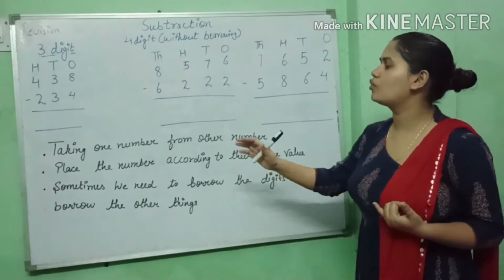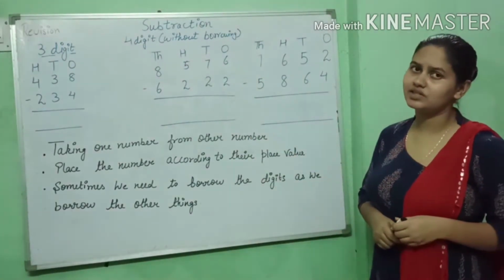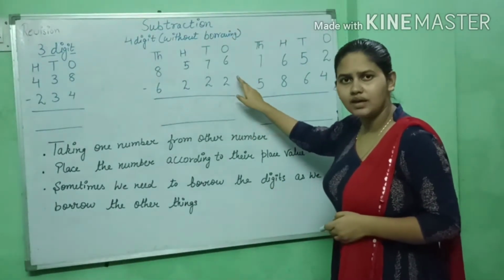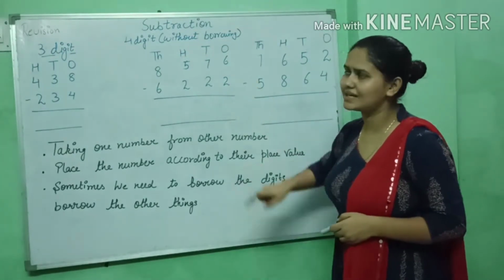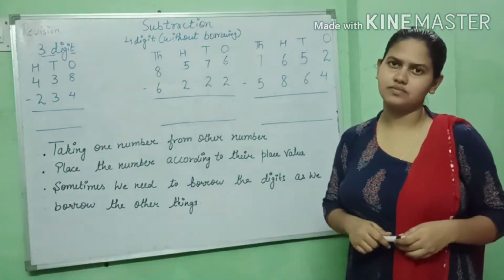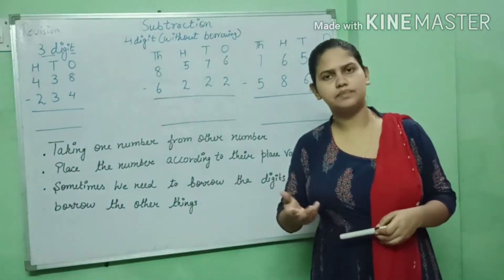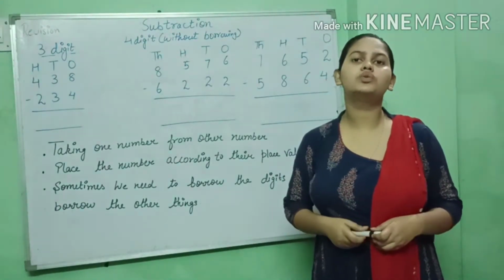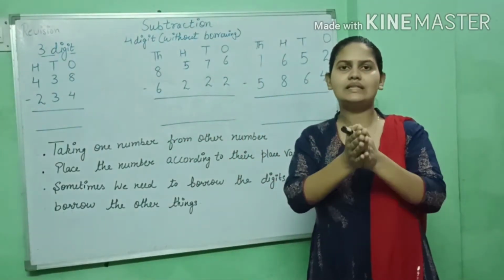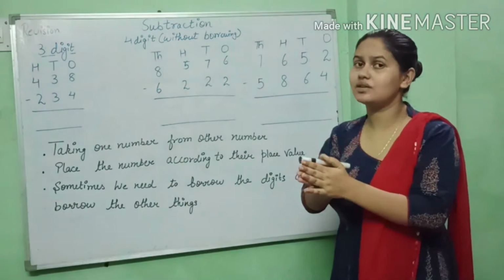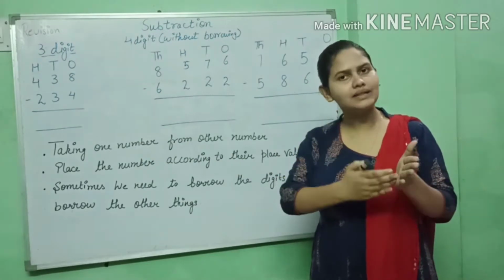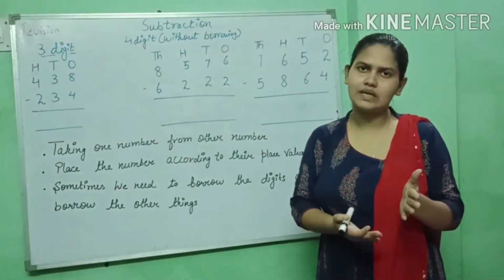You can see taking one number from another number is subtraction, right? When I take 2 from 6, that is subtraction. To take away things is subtraction, right? In addition, what we do is take one thing and a second thing together, so that is the meaning of addition. But in subtraction, when we have two things and we take one thing away from another number, that is subtraction, right? That is minus.